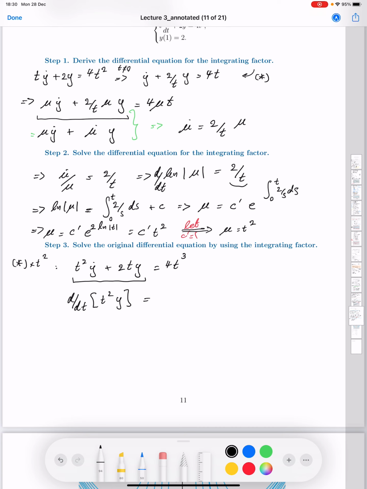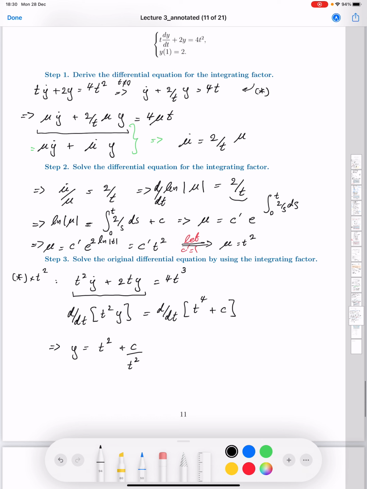And it's not difficult to see that this is also d/dt of something easy, t to the power of 4 plus a constant c. Okay, now I can cancel out the derivatives, and then I will obtain y equals t squared, dividing by t squared, plus c divided by t squared, or t to the power of minus 2.